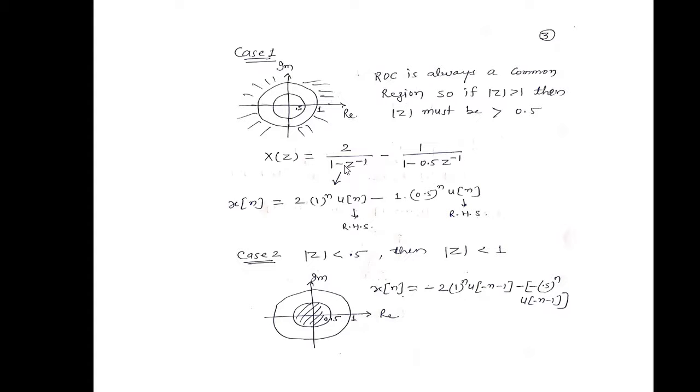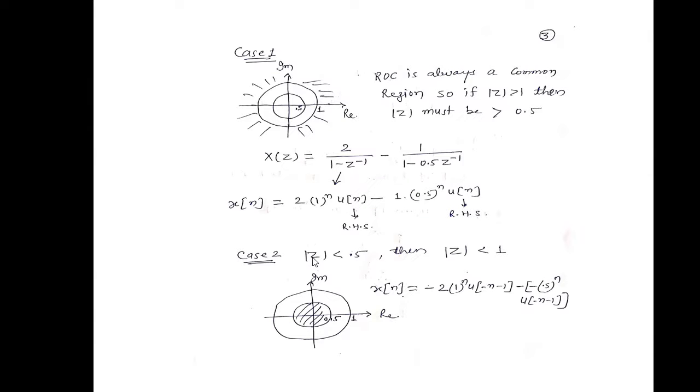Z inverse is multiplied by 1. Okay, 2 upon 1 minus 1 z inverse. So the Z transform of this particular part is 2, a constant, multiplied by 1 to the power n u of n because of the right sided signal, minus 1, this 1, multiplied by this 0.5 to the power n u of n. So this is the final value of x of n when ROC is greater than 1.